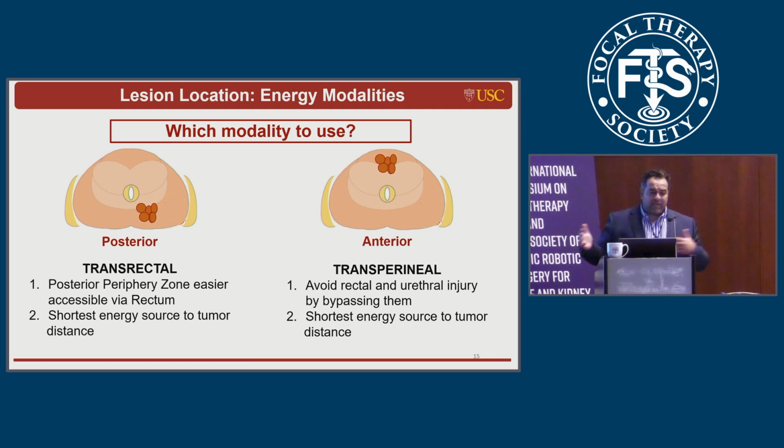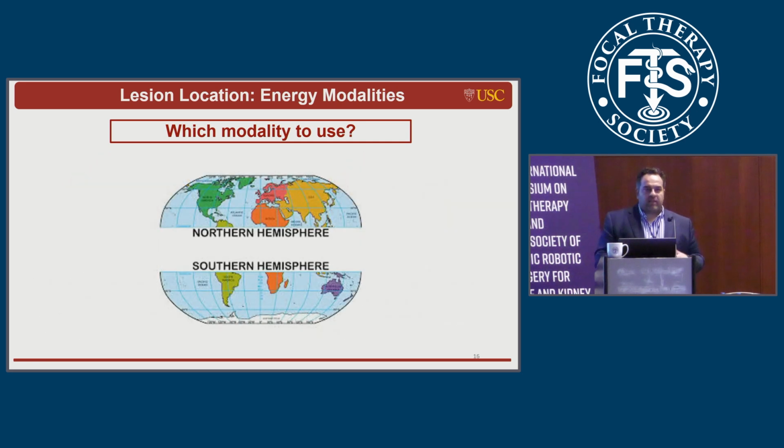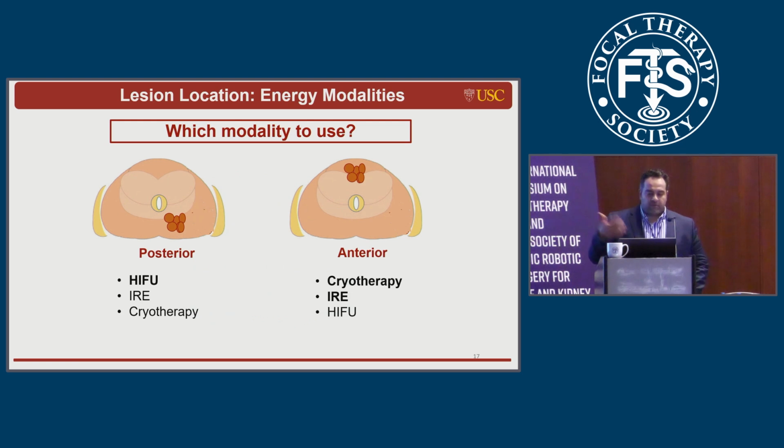Again, it doesn't mean you can't use transrectal approaches for anterior or vice versa, transperineal techniques for posterior lesions. But it's easier to think, and I think Dr. Sanchez-Salas used the term a la carte approach. For my northern hemisphere tumors, I prefer cryo and IRE for the posterior, HIFU. But again, that doesn't mean you can't use one for the other, especially once we gain more experience with each energy modality. But the lesion location helps you choose the right energy modality.